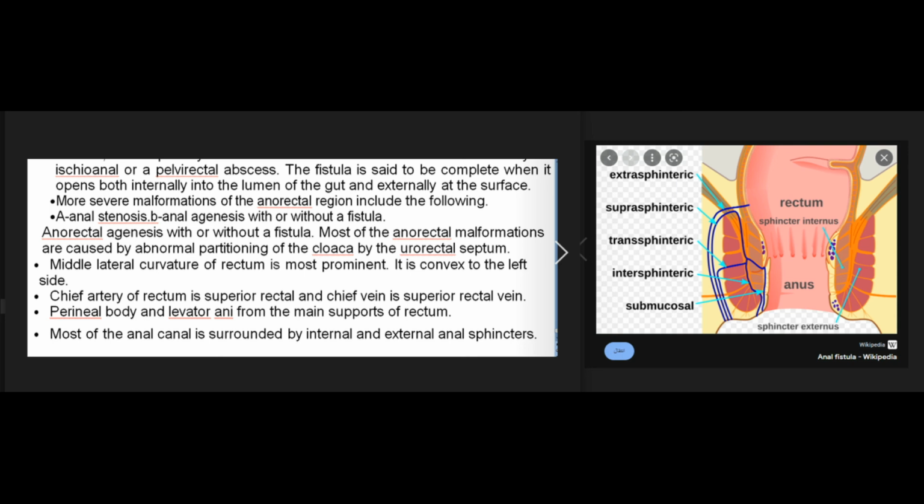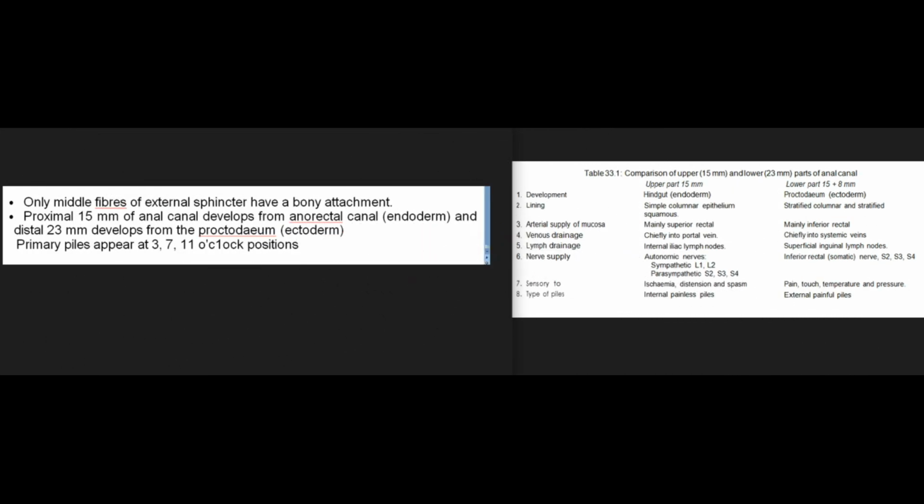Most of the anal canal is surrounded by internal and external anal sphincters. Only middle fibers of the external sphincter have a bony attachment. Proximal 15 mm of anal canal develops from the anorectal canal, endoderm, and distal 23 mm develops from the proctodeum, ectoderm. Primary piles appear at 3, 7, 11 o'clock positions.